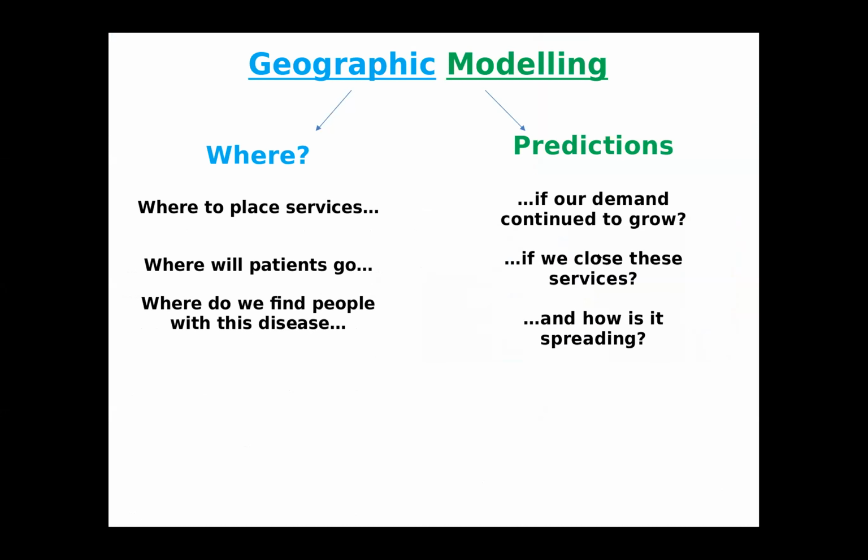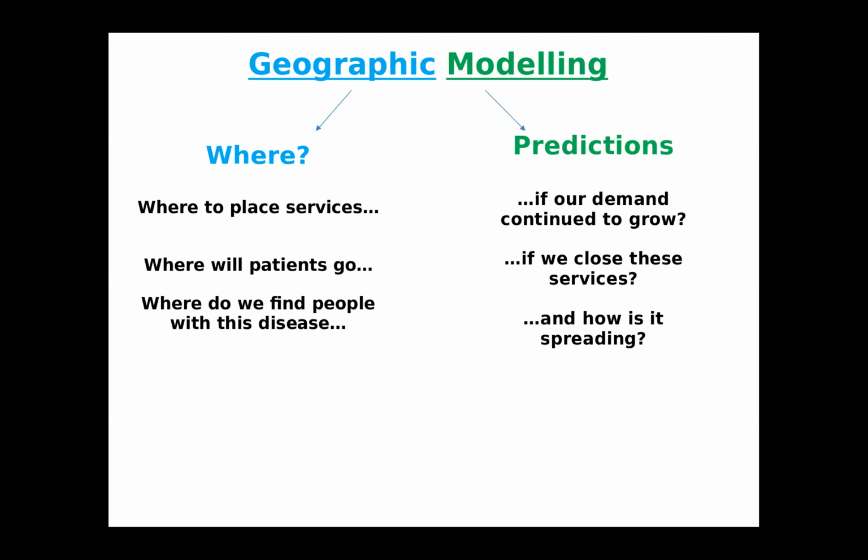Geographic modeling. So geographic modeling is basically where we are interested in where things are or where things might be. And using that to predict what might happen. So we might use that to decide where we should put services, or where might patients go if we were to close things, or where we're finding people with certain demographics or certain disease, for example. If things like demand continue to grow, or services were closed, or if this happened, X, Y, and Z.